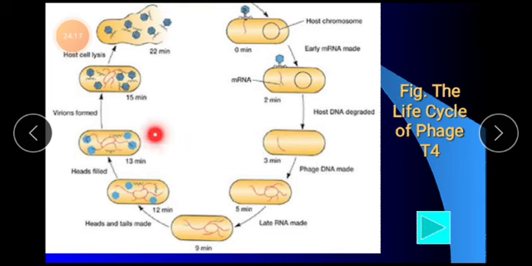If this head is filled, what we call the virion is formed. This is the young one of the virus formed. That's what we call virion formed. So in 15 minutes the host cell lyses. If the cell lyses, it releases those virions. Then the complete stage has occurred.